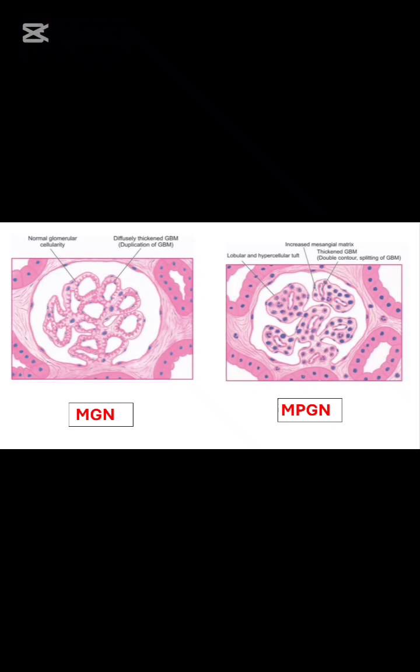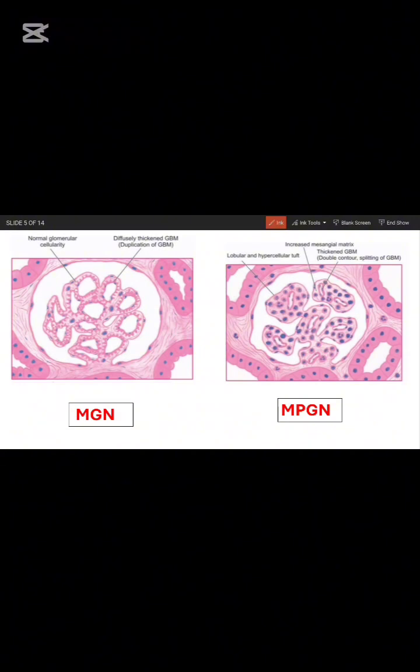Now in case of MGN and MPGN, as you see, this one is the Bowman's corpuscle, this one is the glomerulus, and this is the Bowman's space. These are the capillaries. Along these capillaries, the basement membrane gets thickened and forms spike-like structures. But there is no proliferation of the mesangial cells or the inflammatory cells.